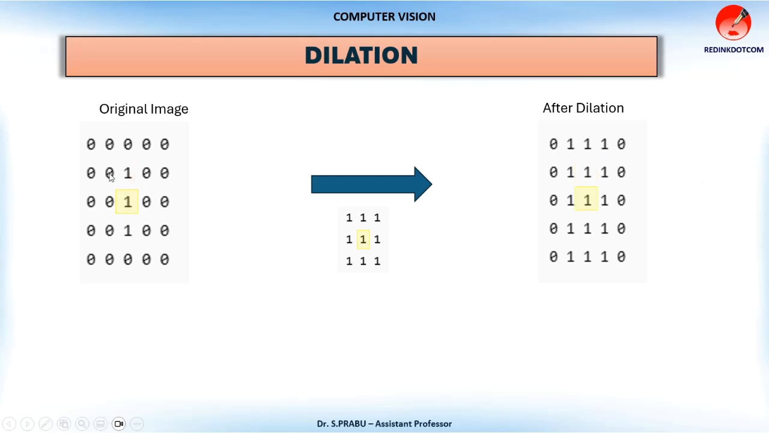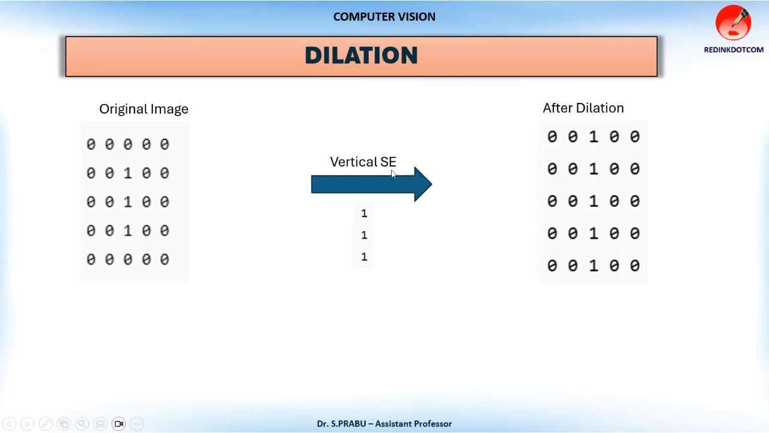And for the second one, the surrounding elements can be replaced with 1. So this can happen here. For the third one, the surrounding elements become 1. So finally, after applying the dilation using the square structuring element, we get the result like this. Suppose we apply the vertical structuring element, where the first element is 1 and the upper and lower elements are ones. Then I can change these two values to 1. For the second value, I can change these two values to 1.